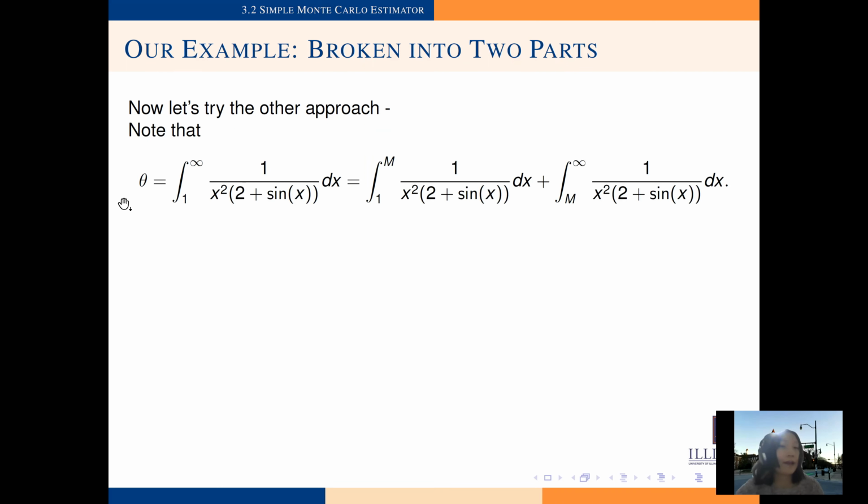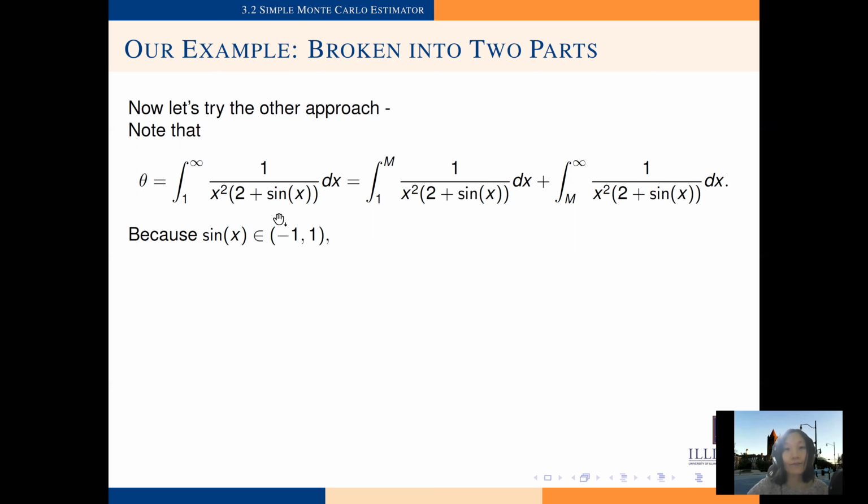We were trying to evaluate theta, which is equal to the integral from 1 to infinity of g of x dx. And that is equal to the integral from 1 to m of g of x dx, plus the integral from m to infinity of g of x dx. So we break it into 2 parts, one part between 1 and m, and the other part from m to infinity.